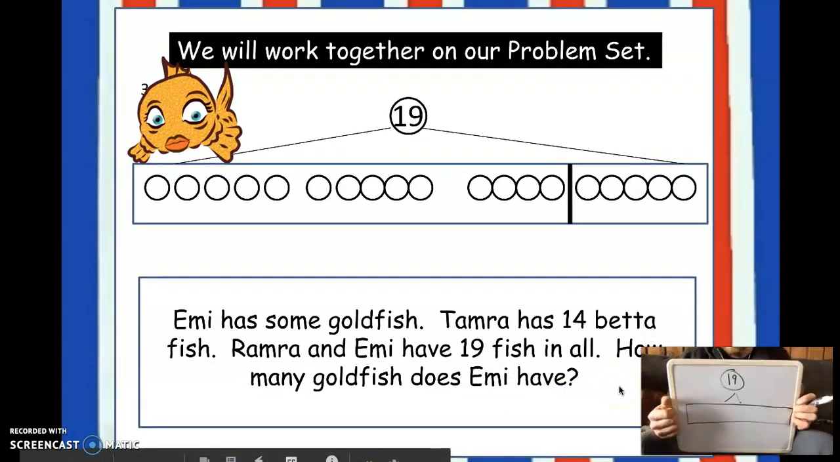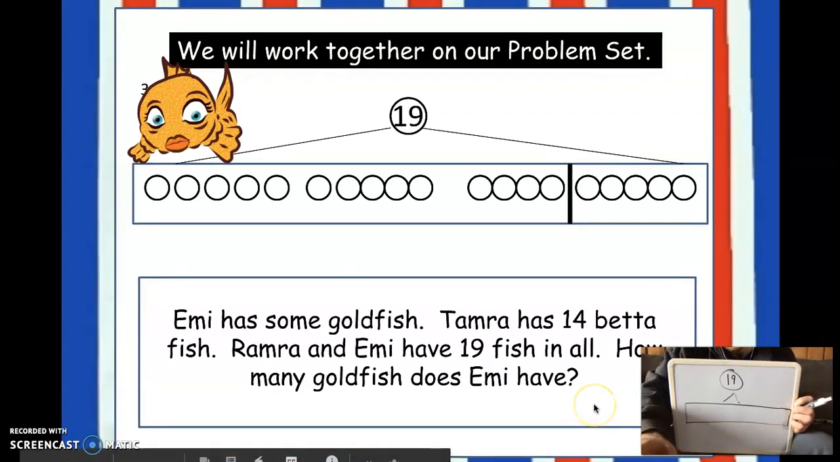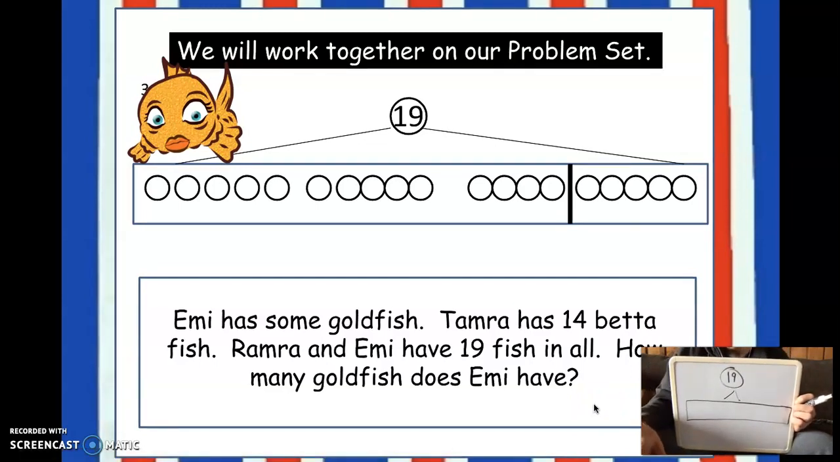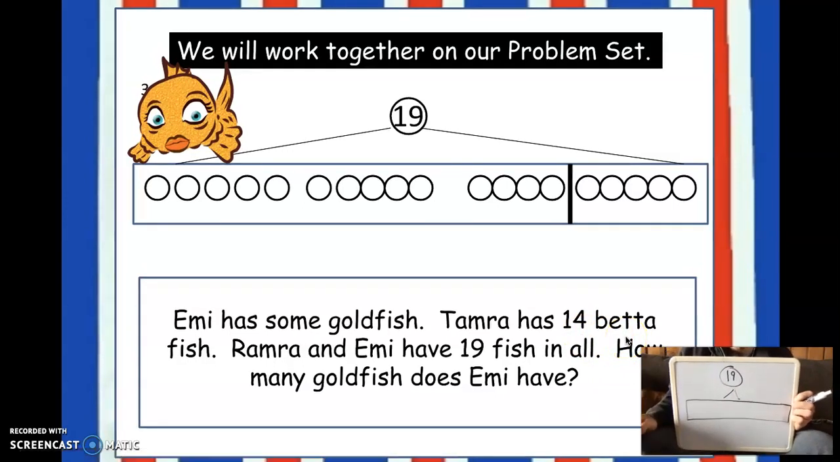So, does it tell us how many fish Emmy has? Nope, it doesn't, because that's actually what it's asking us. It says, how many goldfish does Emmy have? Does it tell us how many fish Tamara has? It does tell us how many fish Tamara has. Tamara has 14 beta fish. So what should we do with that information? We're going to record it in our tape diagram.